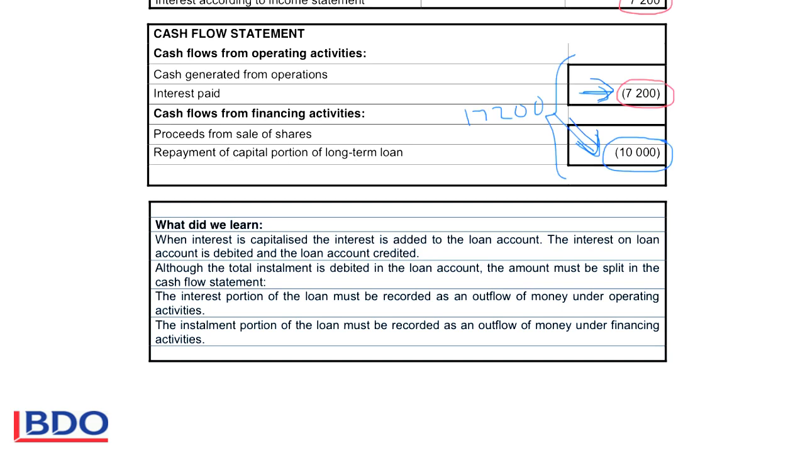The interest portion will be recorded under the operating activities. The installment portion will be recorded under the financing activities.